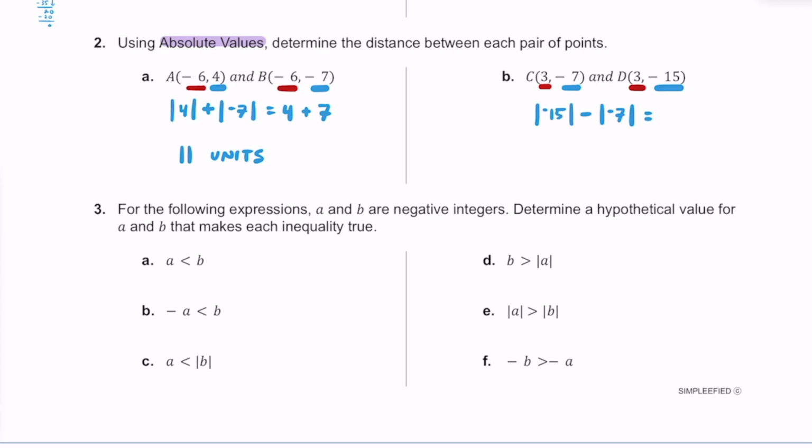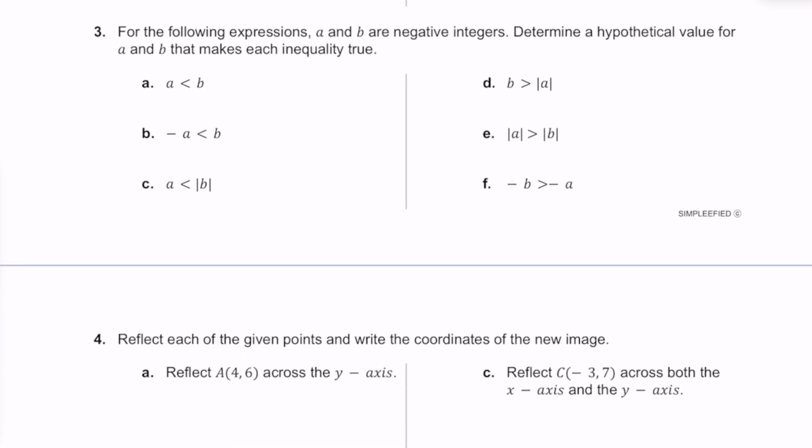So the absolute value of negative 15 is 15. The absolute value of negative 7 is 7, so 15 minus 7 is going to be 8. So these 2 points are 8 units apart. All right, and if you want to check that, feel free to plot these on a coordinate plane and look at it and see that they are indeed 8 units apart from each other. All right, let's take a look at number 3.